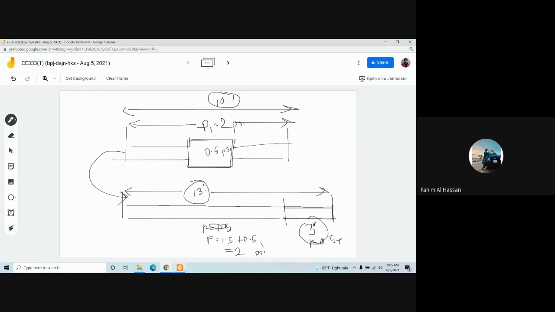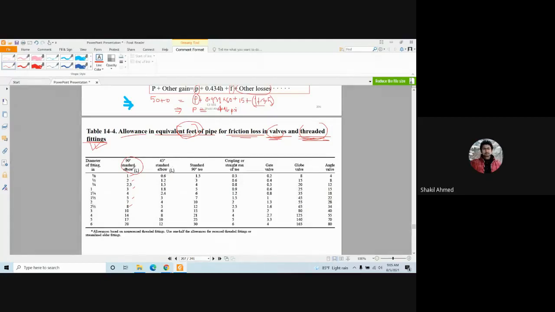Yes, sir. So that's why, look, for different diameters of piping and fittings, if it's a 90-degree elbow and with this 3/8 inch, then the equivalent pipe length is 1 foot. That means the frictional loss in a 90-degree standard elbow of 3/8 inch is equal to the frictional loss in 1 foot of pipe.